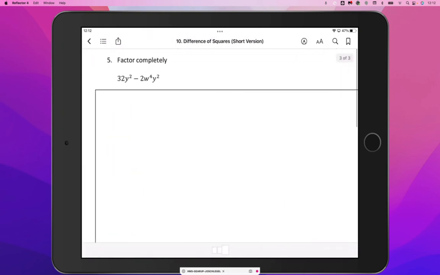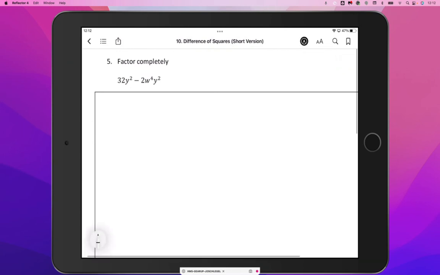Okay, so we have a similar situation as we did on the last one where 32 is not a perfect square and neither is 2. So we're going to look for factors that we could take out straight out of the gate. And I see that they all share a 2. And they both have a y squared. So I can factor out a 2y squared, which leaves me with 16 minus w to the power of 4.